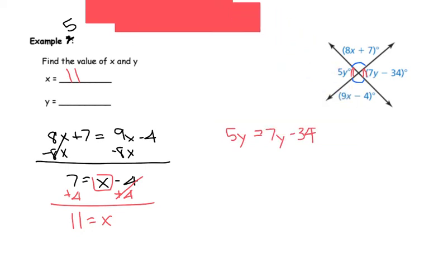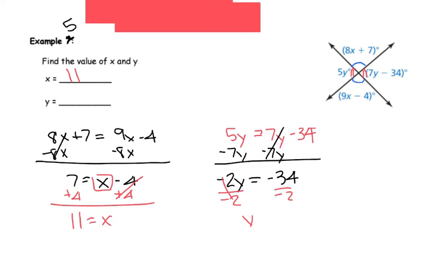Now to solve for y, we have to use the other pair of vertical angles. So we get 5y equals 7y minus 34. I'm actually going to move the 7y because I want to get y by itself. So I do end up with an ugly negative answer, but that's all gravy. Negative 2y equals negative 34, since the 5y and 7y combine. And my last step is to divide by negative 2. My answer is going to be positive, because a negative divided by a negative is positive, and that is positive 17.